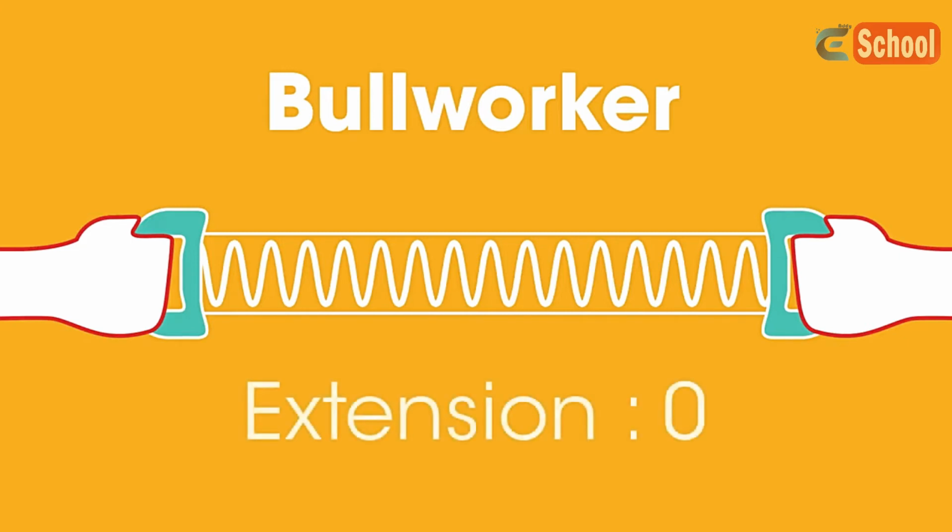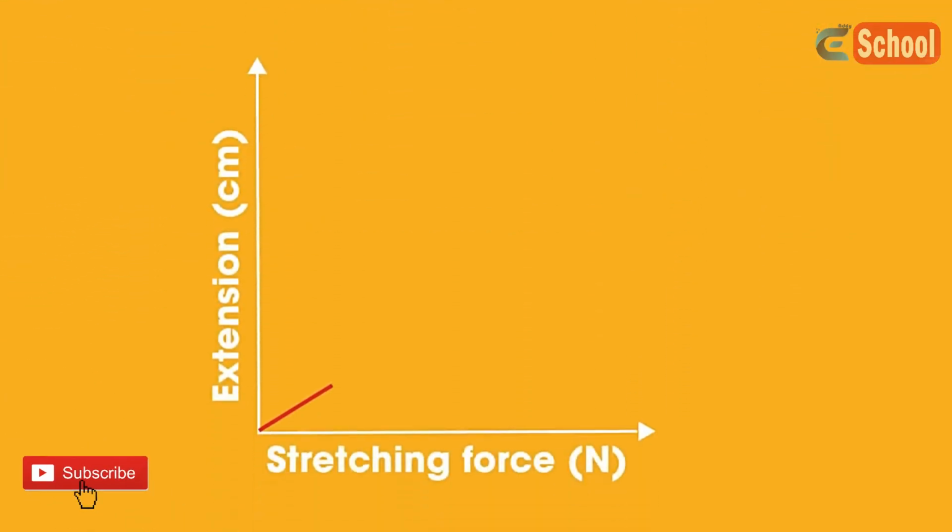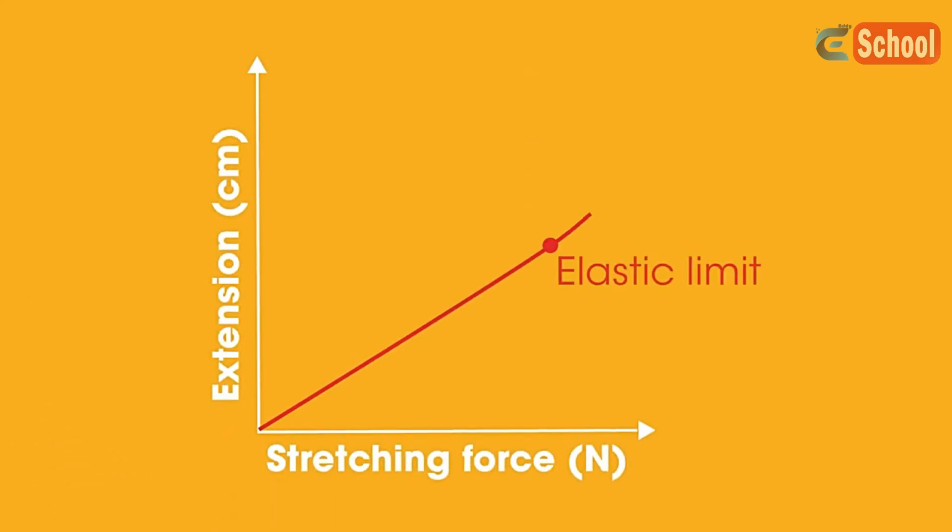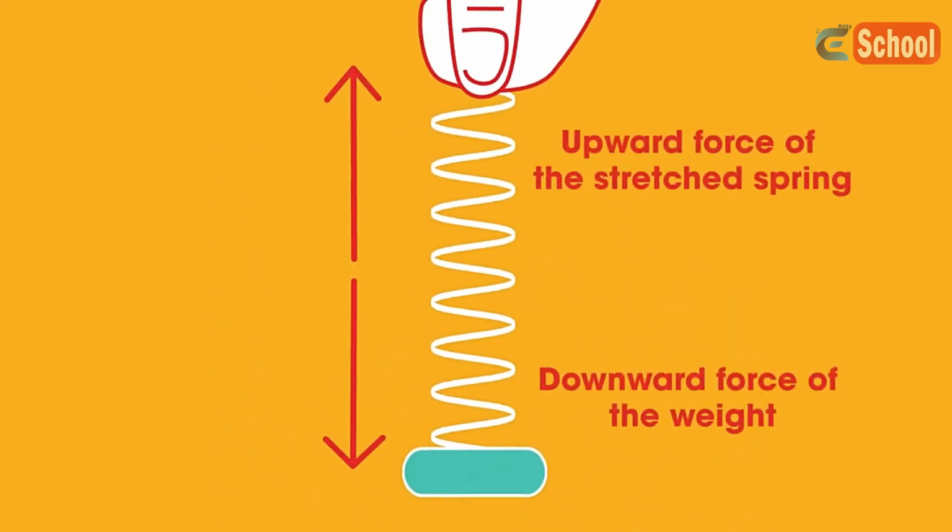The extension returns to 0. We can see this at the origin on the graph for the spring experiment. This spring obeys Hooke's law. When the weight and the upward or restoring force are equal, the spring is said to be in equilibrium.